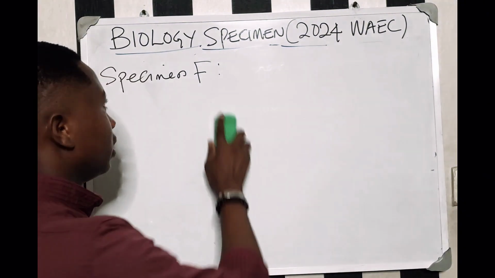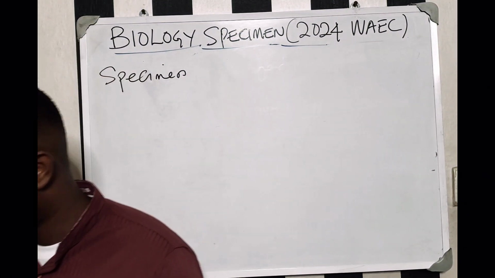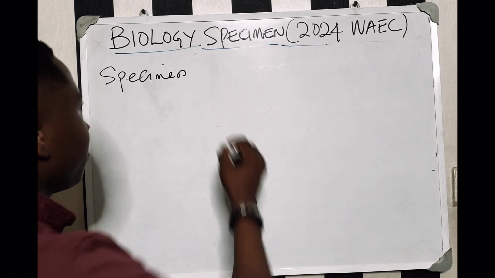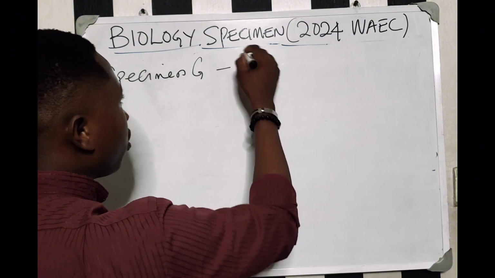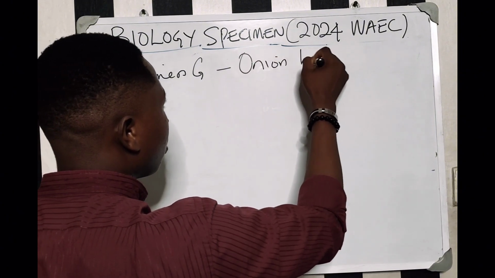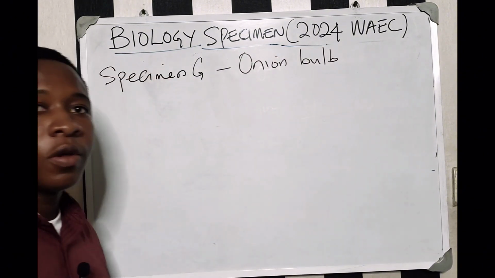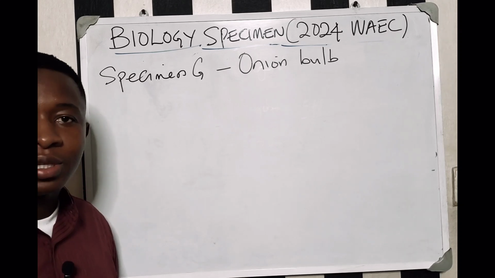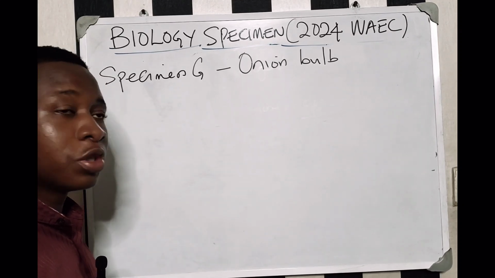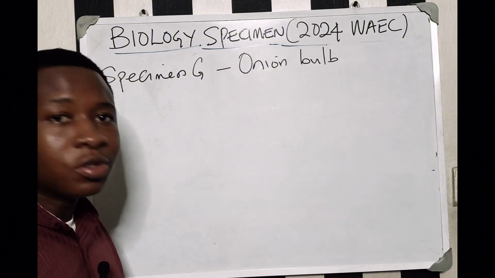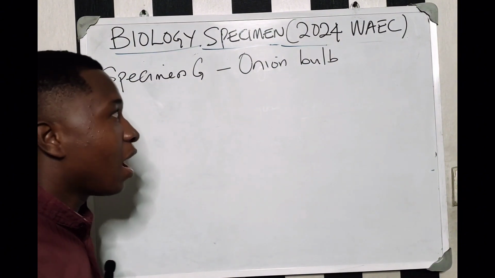So the next specimen will be specimen G. Specimen G is known as onion bulb. We all know onion. It's very important and very nutritious. We use it in almost everything we eat in Africa here.